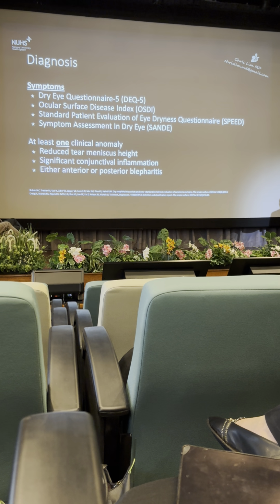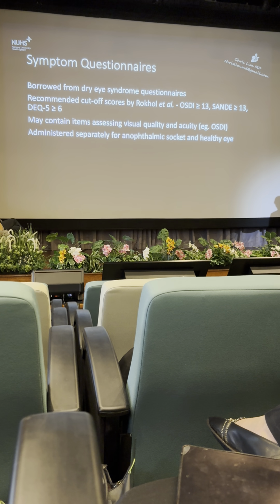So in trying to achieve a diagnosis of DES, it really is a combination of symptoms and clinical anomalies. The clinical anomalies that have been proposed include a reduced tear meniscus height, significant conjunctival inflammation, and either anterior or posterior blepharitis. And symptoms can be quantified using dry eye symptom questionnaires, and there are recommended cutoff scores in the literature with which to diagnose DES.